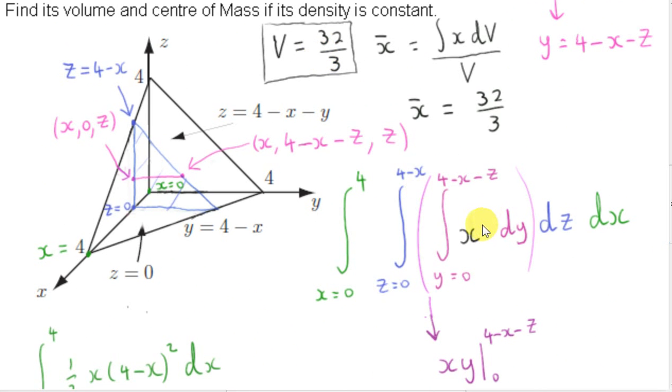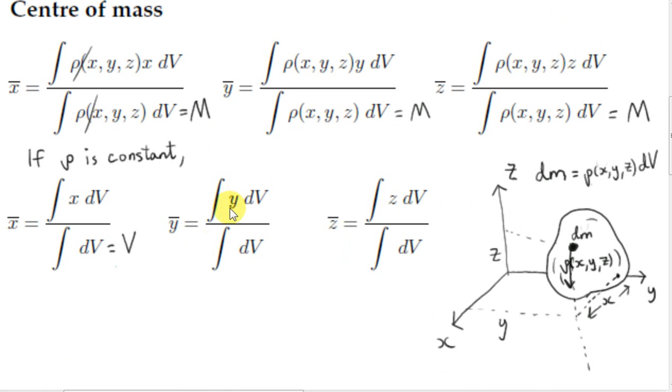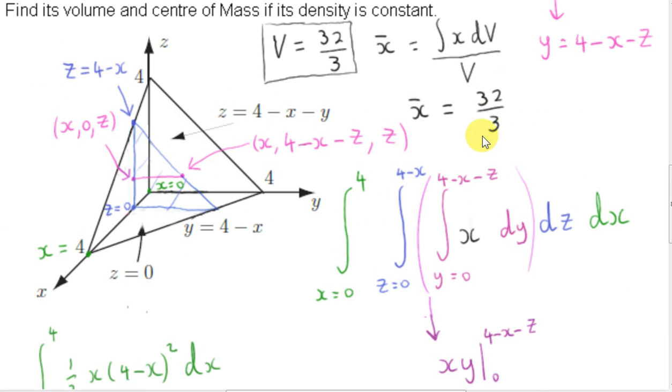Now to get the y and z coordinates of the center of mass, we could repeat everything. If we look to the formulas, we have to integrate y with respect to v to get y bar. To get z bar, we have to integrate z with respect to v. Now the denominator is equal to the mass. It's the same in all cases. Something that I forgot to do is I forgot to divide by the volume. Okay, so the integral of x dv was 32 over 3. The volume is 32 over 3. So x bar works out to be 1.